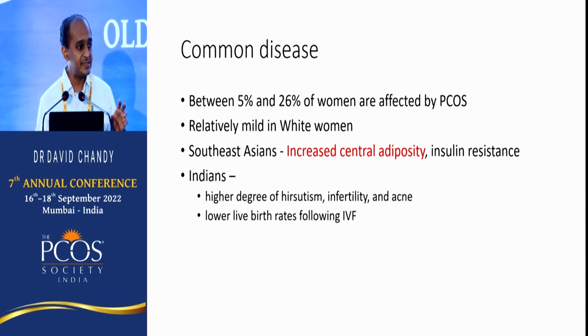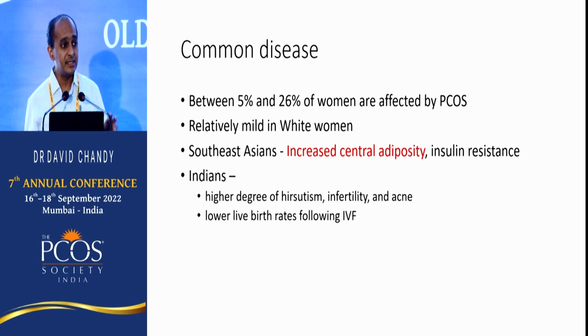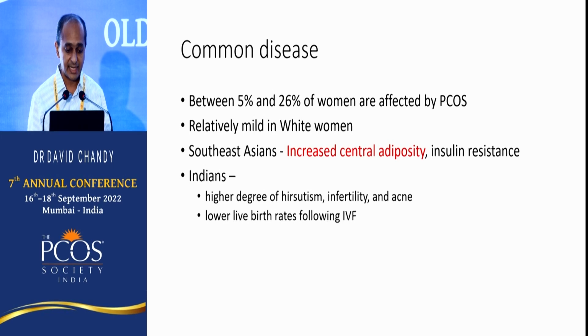Two people having the same body mass index, an Indian may have higher visceral fat, more belly fat. Because of that, you have more insulin resistance. Due to this, you have a higher degree of hirsutism and acne and more infertility. This leads to lower live birth rates during IVF. So it's a disease across all lifespans.